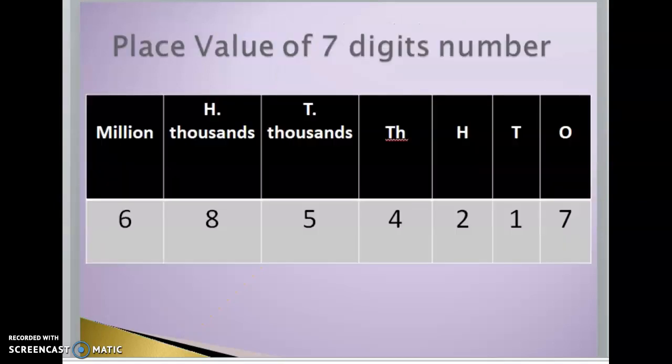Now we are moving forward towards 7-digit numbers. All the place values are the same. If you start from your right hand side, the new place value is million. That is, in this example, 6 million.